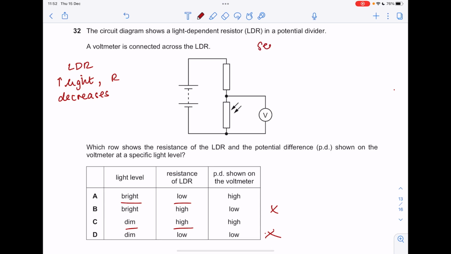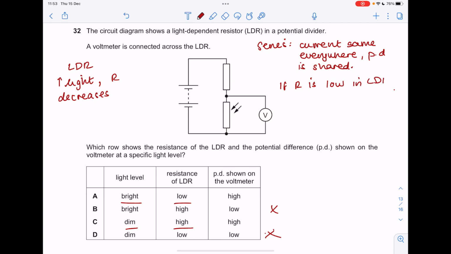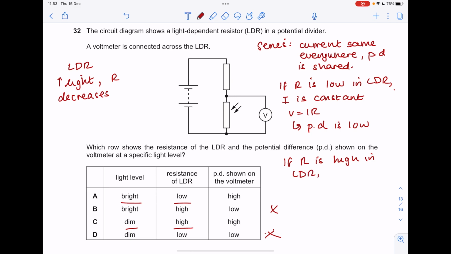Notice you have a series circuit here, which means that the current is the same everywhere, whereas the potential difference, the voltage, is shared. And that's important if we consider if the resistance is low in the LDR, then what holds true is the fact that the current is constant, but according to the equation V equals IR, it therefore means that the potential difference, the voltage, is also low. If the resistance is high in the second scenario in the LDR, so if we're in dim light, current is still constant. According to the equation V equals IR, the potential difference must therefore be high.